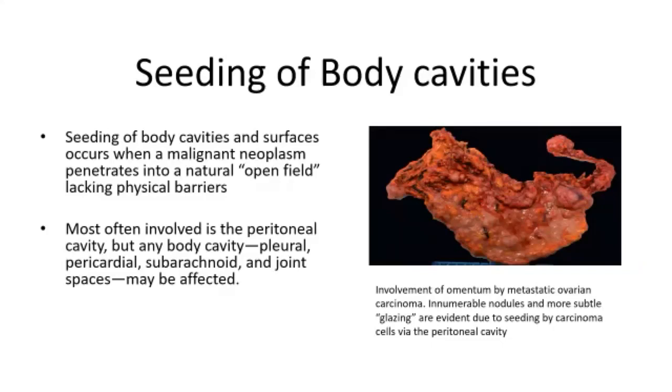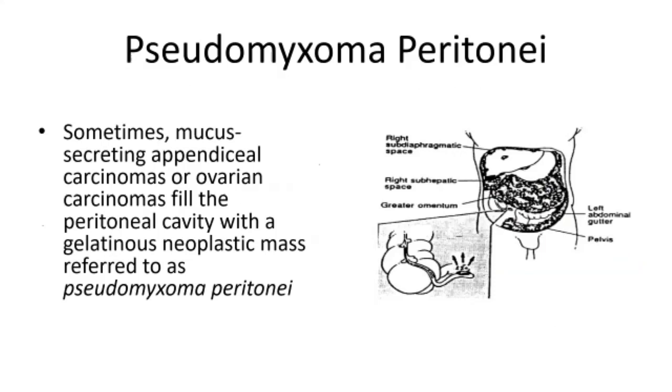The important thing is seeding of the body cavities. It happens in ovarian cancer, gastric cancer, where the peritoneum, the body cavities, are seeded by the tumors. It is mostly seen in the pleural cavity, and pericardial, subarachnoid, and joint spaces may be involved. The most common is the peritoneal space.